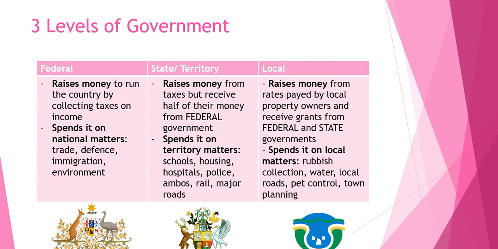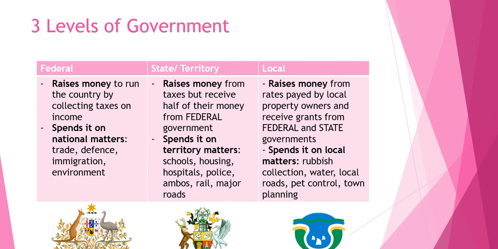And local. Local, of course, for us is the Redland City Council, and they raise money from rates paid by the local property owners, and receive grants from federal and state government. Nothing just gets paid. For grants they have to apply, and the federal and state government see whether it's good enough to spend money on. Local matters are anything to do with local things: rubbish collection, water, local roads, pet control, and town planning.